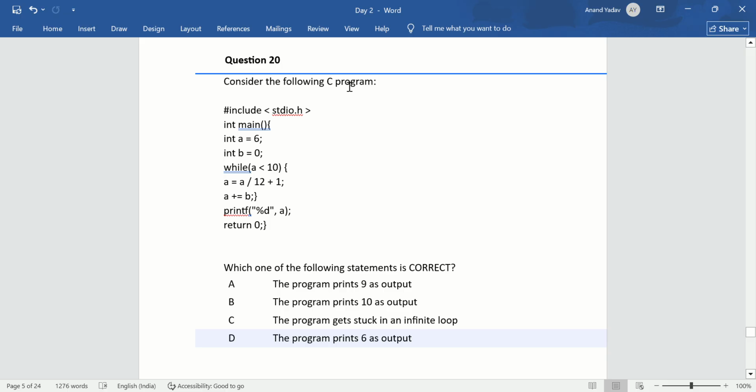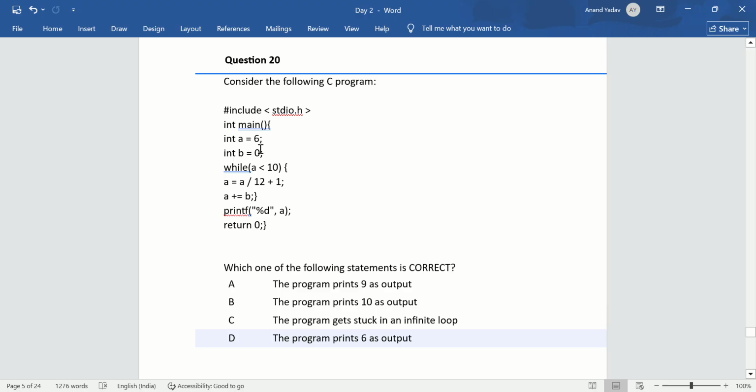Now the next question is question 20. Consider the following C program. This is the C code. Which of the following options is correct? The program prints 9 as output.